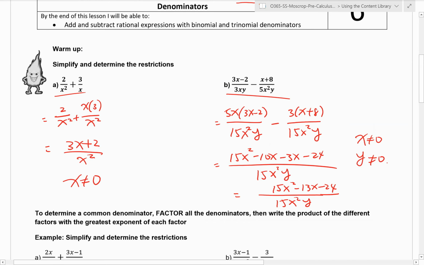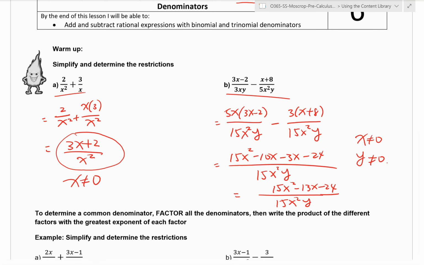Okay, so these two are done like these. So this should be your answer, 3x plus 2 over x squared. Again, here is x squared, and that's x. So the common denominator would be x squared. Therefore, we need to multiply the second fraction by x. And then just need to expand. You get 3x plus 2 over x squared.